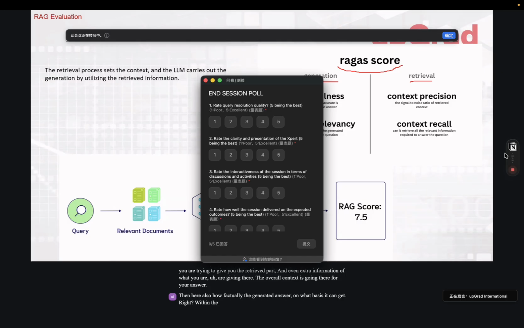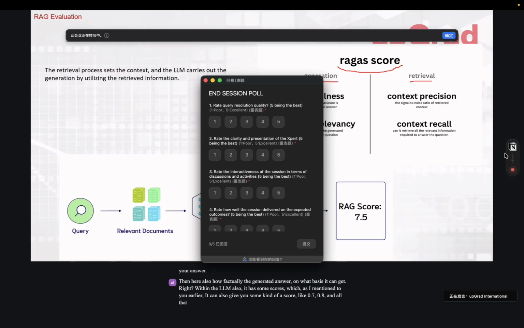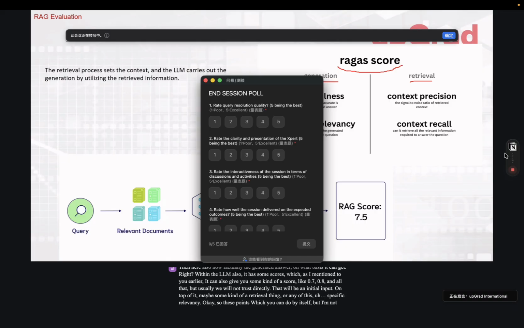Within the LLM also, it has some scores, which as I mentioned to you earlier, it can also give you some kind of a score like 0.7, 0.8 and all that. But usually we will not trust it directly. That will be an initial input. On top of it, maybe some kind of a retrieval thing or any of this specific relevancy. Okay, so these are points which it can do by itself, but I'm not saying that is perfect.